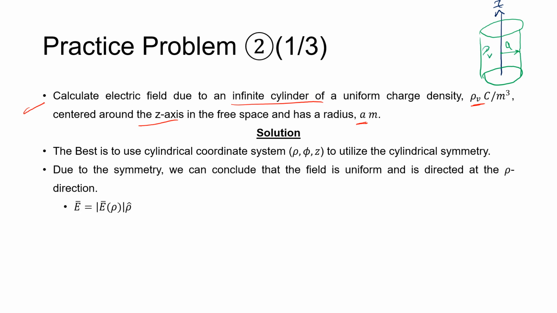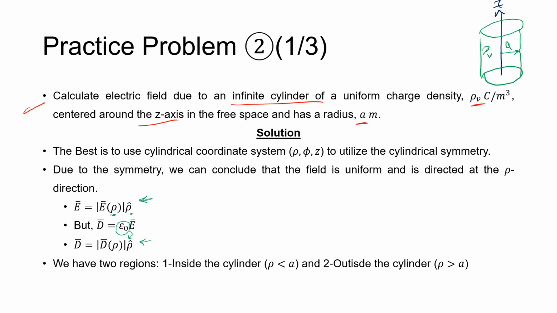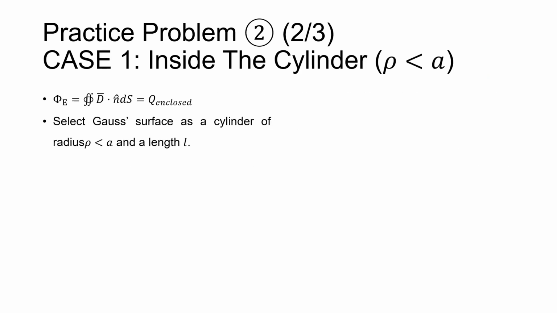And again, due to the symmetry, we can conclude that our E is a function of rho and in the direction of rho. So again, with just mathematical manipulation, we can find that D is also D rho as a function of rho. And this happened because epsilon is assumed to be a constant. And so we can separate the problem into two. One is inside the cylinder and one is outside the cylinder. First, we do the integration over the surface which is inside the cylinder.